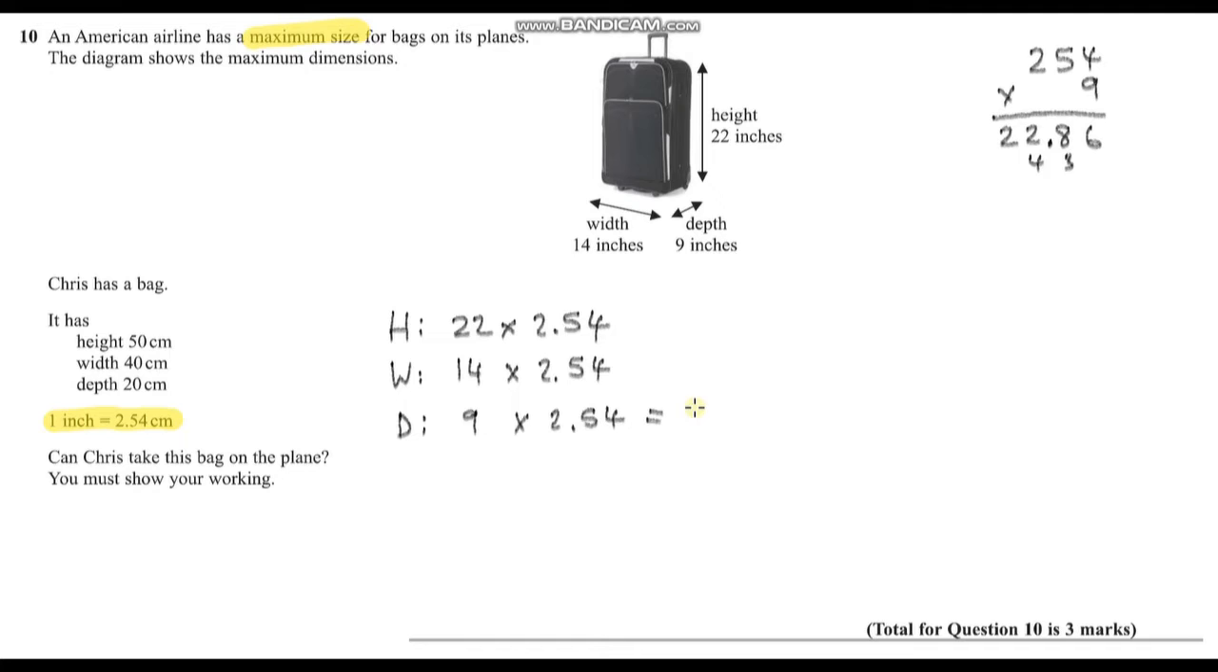So that is going to be 22.86 centimetres. If we compare that with the depth of Chris's bag, well, that's less than this. So that is absolutely fine. The depth is fine. Now let's think about the width.